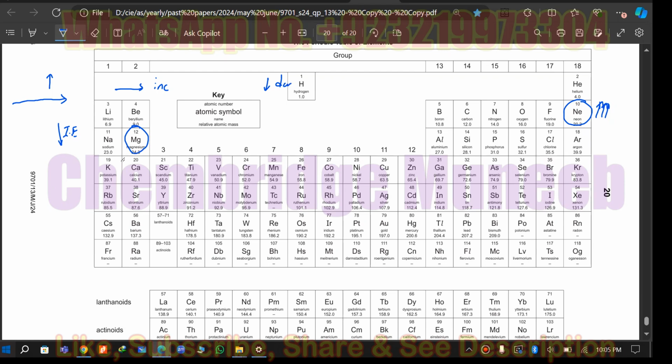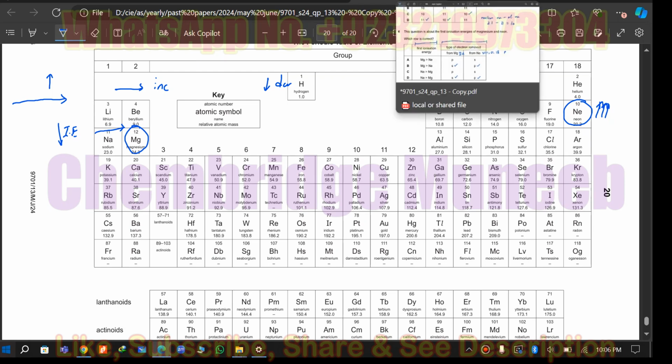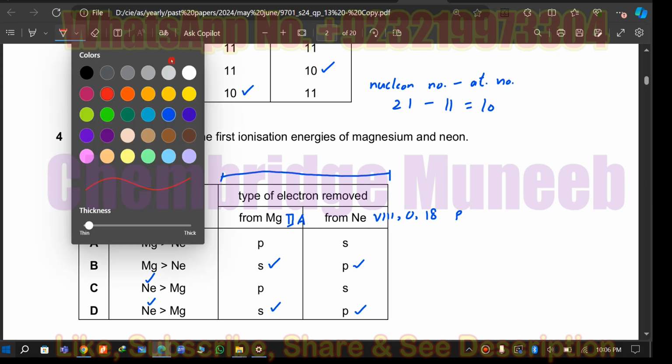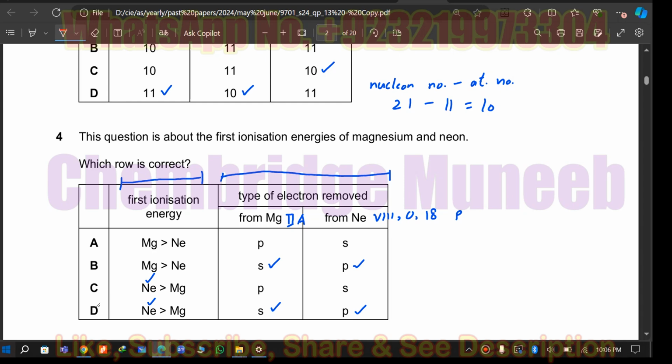So considering that neon has such a large value of ionization energy as compared to magnesium, magnesium will definitely have smaller ionization energy. Although it is somewhat larger than sodium, still it is at a lower period number, so that's why ionization energy will be less. So from here we can check that neon has larger ionization energy than magnesium, so option D becomes the right one.